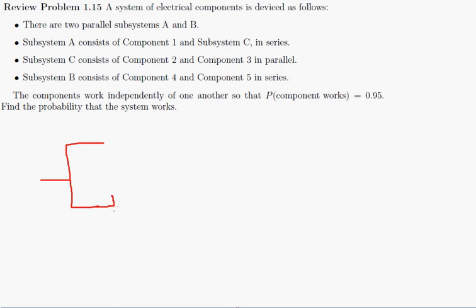So there's a component 4 and a component 5, which are in series. So they come one after the other. Subsystem A consists of component 1 and then subsystem C in series. So I have a system here that comes after 1. And subsystem C consists of two things that occur in parallel.